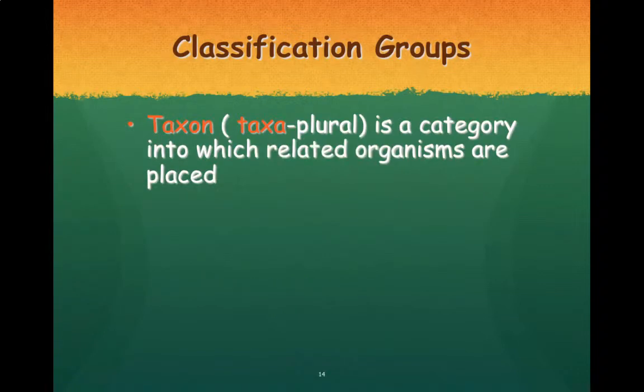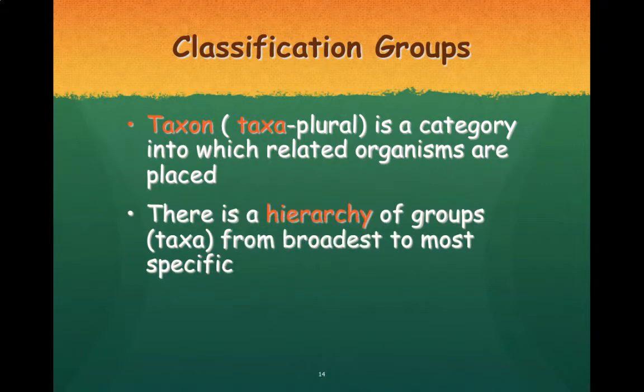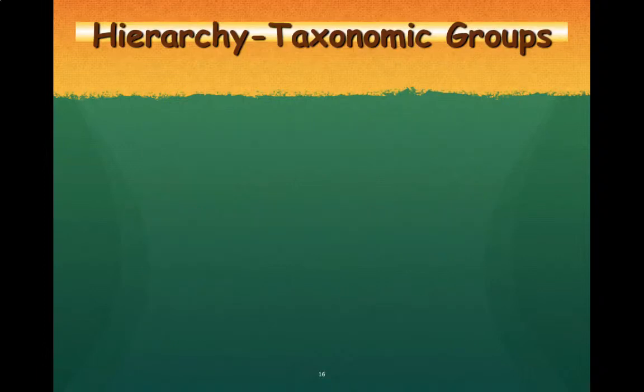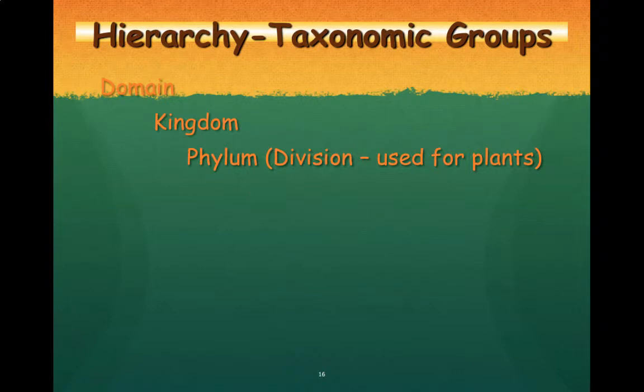We do have classification groups that we fit things into, going from broad to very specific. A taxon is a category into which related organisms are placed. There is a hierarchy of groups from broadest to most specific. Domain, kingdom, phylum, class, order, family, genus, species is that hierarchy.